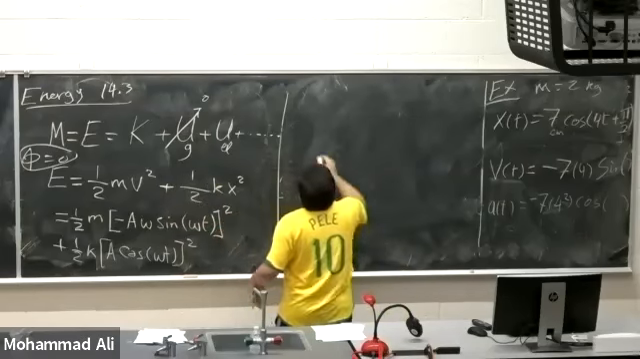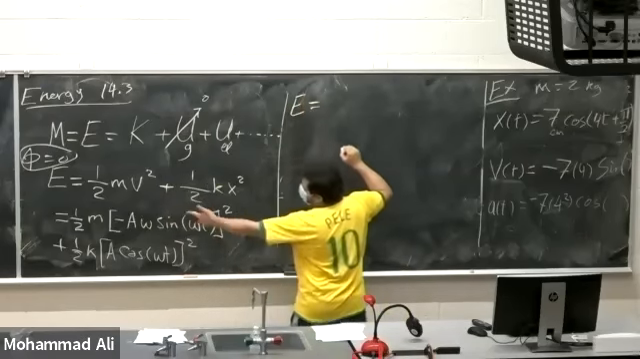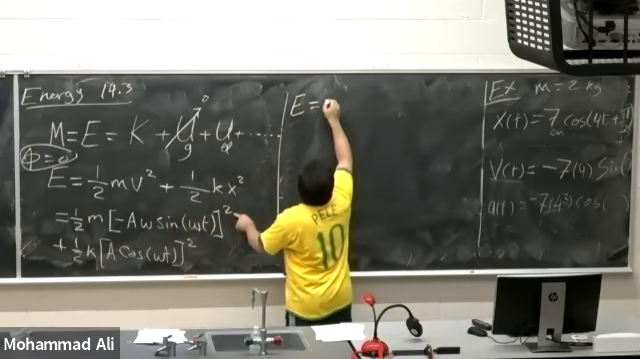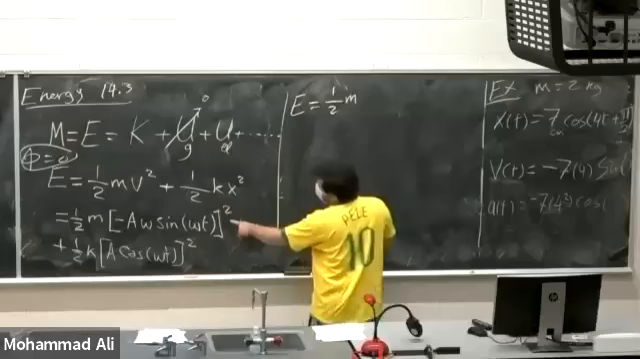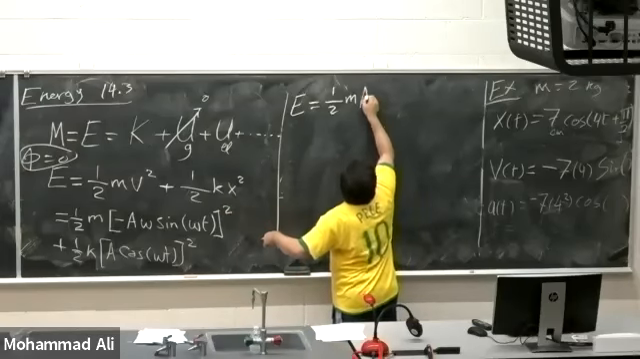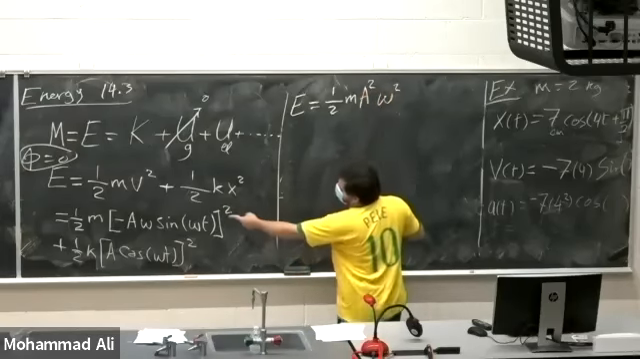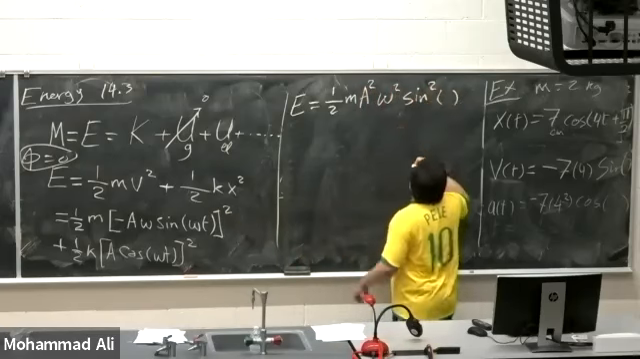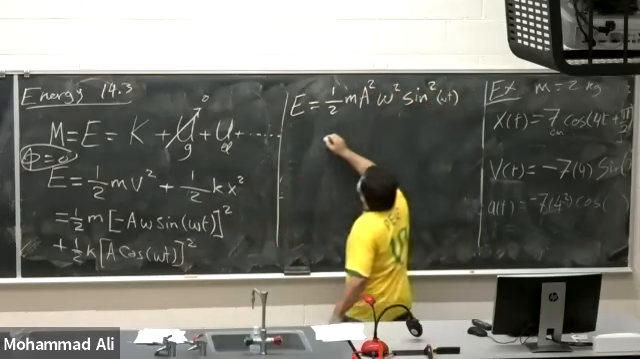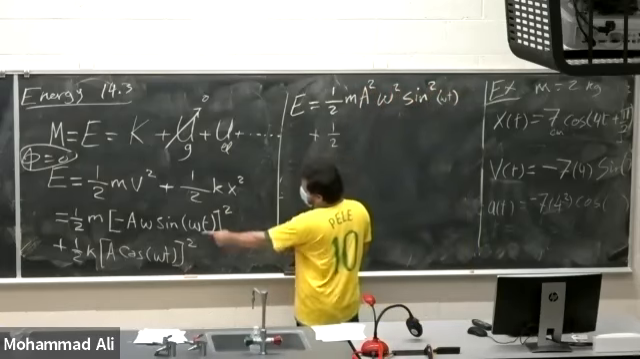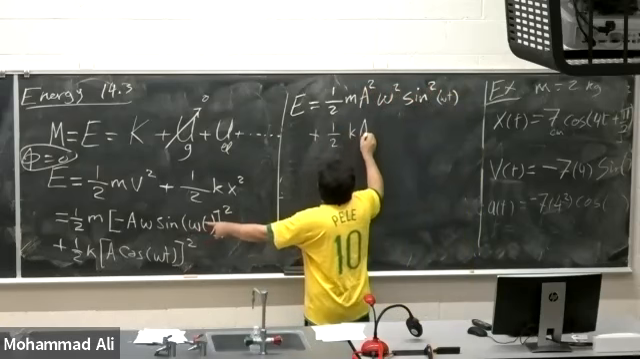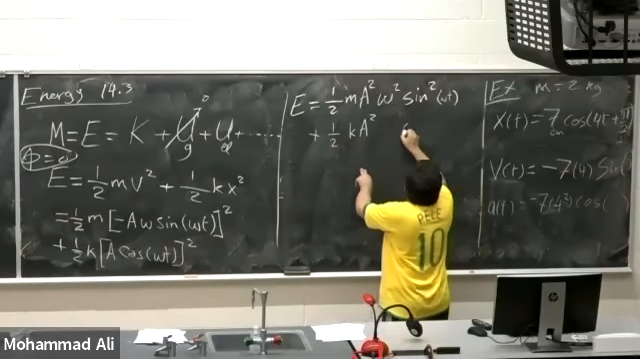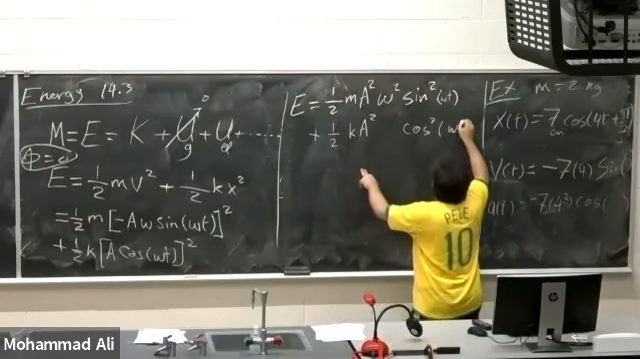Now the energy is equal to 1/2 with a minus sign, but the minus sign is squared. 1/2 m a squared omega squared sine squared omega t, plus 1/2 k a squared. We don't have omega here. Be careful. Cosine squared omega t.